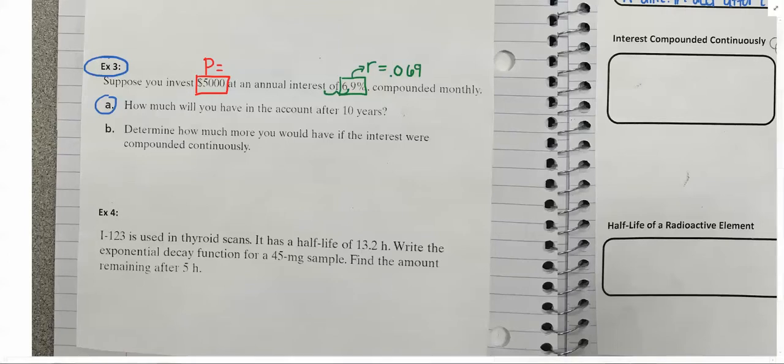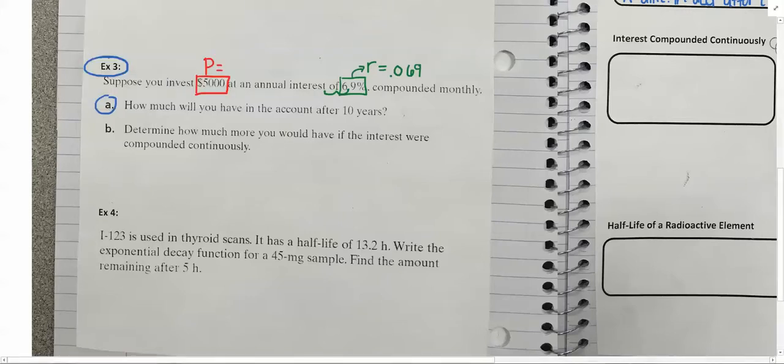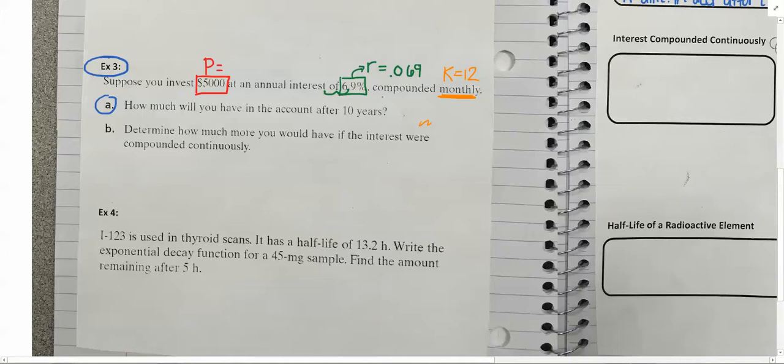And then the other piece of information we need is K, which is the number of times in the year that we are compounding the interest. So it says monthly. That means that K equals 12. Okay, so putting this all together, our formula would be A equals 5,000 times (1 plus 0.069 divided by 12) to the 12 times T. And in our problem here, our T is 10 years. So I'm going to plug in the 10 from the 10 years here.